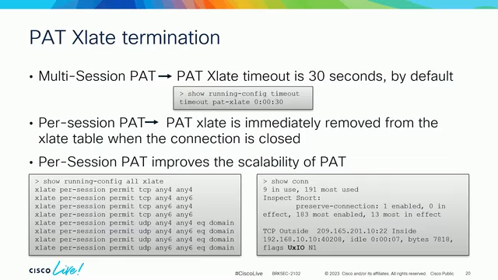So we can say that per-session PAT will improve the scalability of PAT. And by default, all TCP and UDP 53 uses per-session PAT. And the same can be confirmed if we run the command show run all xlate. All the traffic hitting an xlate statement with a permit action will use per-session PAT, while the traffic hitting an xlate statement with a deny action will use multi-session PAT.